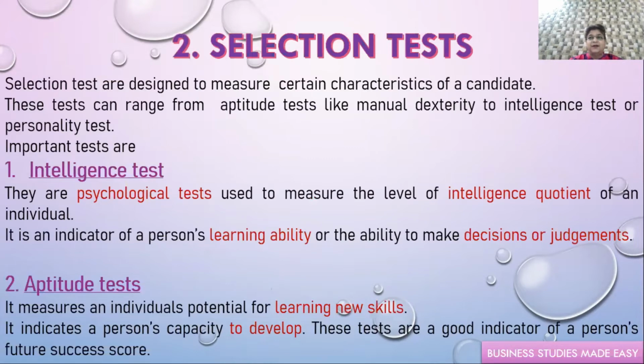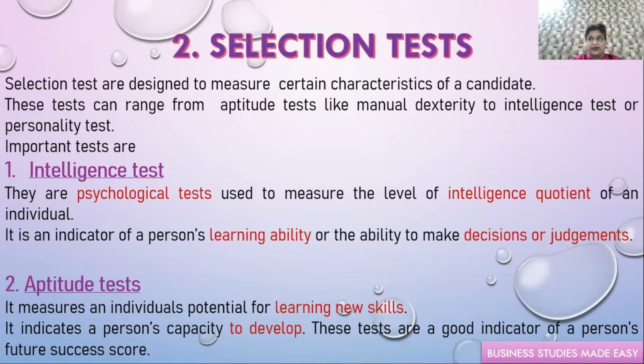Then after the preliminary screening comes the selection test. There are 5 types of selection tests done because people might be from different backgrounds. They might have done their masters or bachelors from different places. So give them all the same test so that you can see who fits the bill the best. Now these could be from manual dexterity. Manual dexterity means how quickly can you use your fingers and movement of your hands, to intelligence test, to even personality test. So let us study the first test, that is called intelligence test.